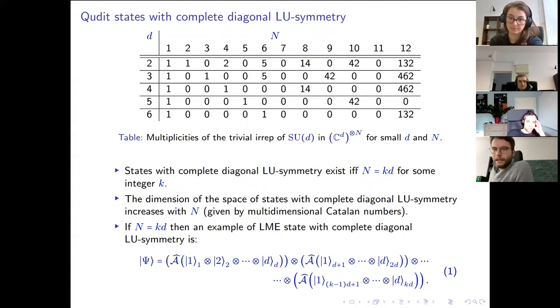If n equals kd, which is the if and only if condition, we can just take such a state. The A with a dash is just taking the anti-symmetrization, okay? So we are just anti-symmetrizing these qubits, but by parts of n. So first d, then the second part with d, and then the third part with the next d qubits, et cetera, right? And doing so, because n is equal to kd, we can write it this way.